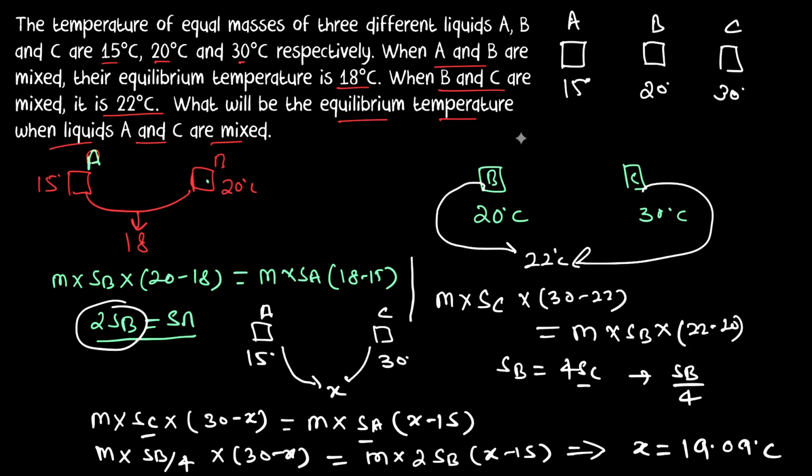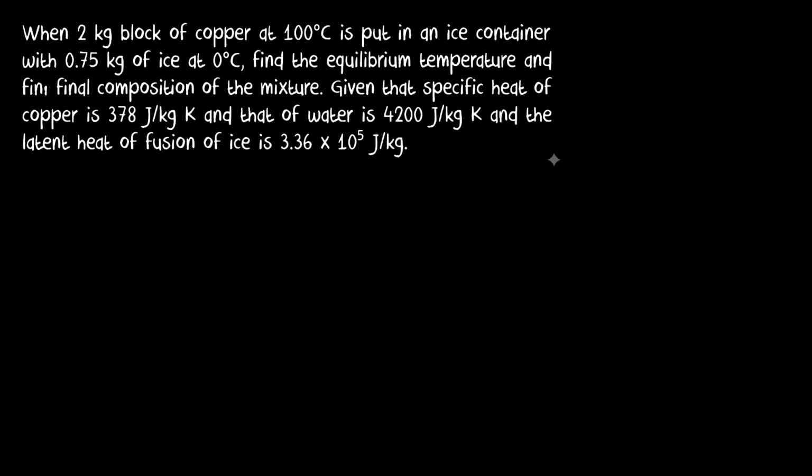We have a 2 kg block of copper at 100 degrees Celsius and put it in an ice container which has 0.7 kg ice at 0 degrees Celsius. Find the equilibrium temperature and final composition of the mixture, given that the specific heat of copper is this and that of water is this one and the latent heat of fusion is this one, 3.36 into 10 raised to 5.